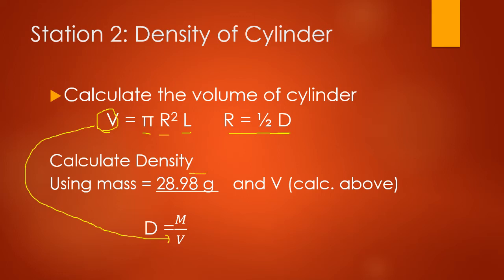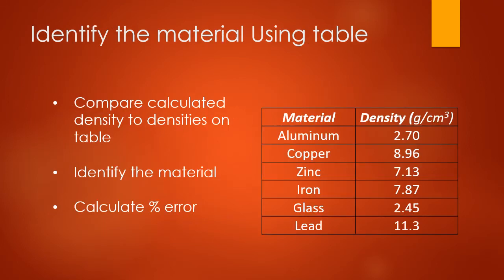In the denominator, you will put the volume, and you will take the mass given to you in grams and plug that in to the numerator. This will give you your density in grams per centimeter cubed. You will then use that density and compare it to the densities on this table so that you can identify the material that that cylinder is made out of. You will then calculate percent error, just like you did for the cube.